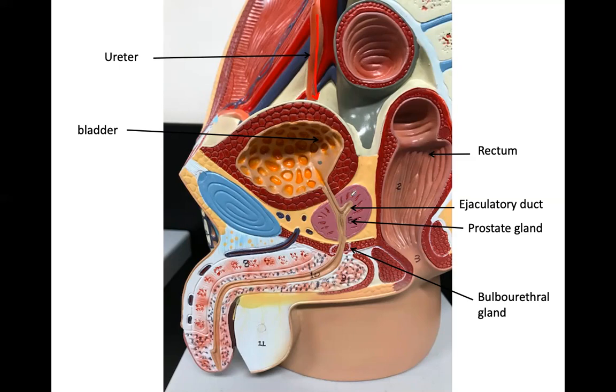What you also have in the posterior aspect of the bladder is the rectum, which is the end of the digestive system. Right underneath the urinary bladder, you have this organ. It is about the size of a chestnut and is referred to as the prostate gland. And you can clearly see the urethra is passing through this.